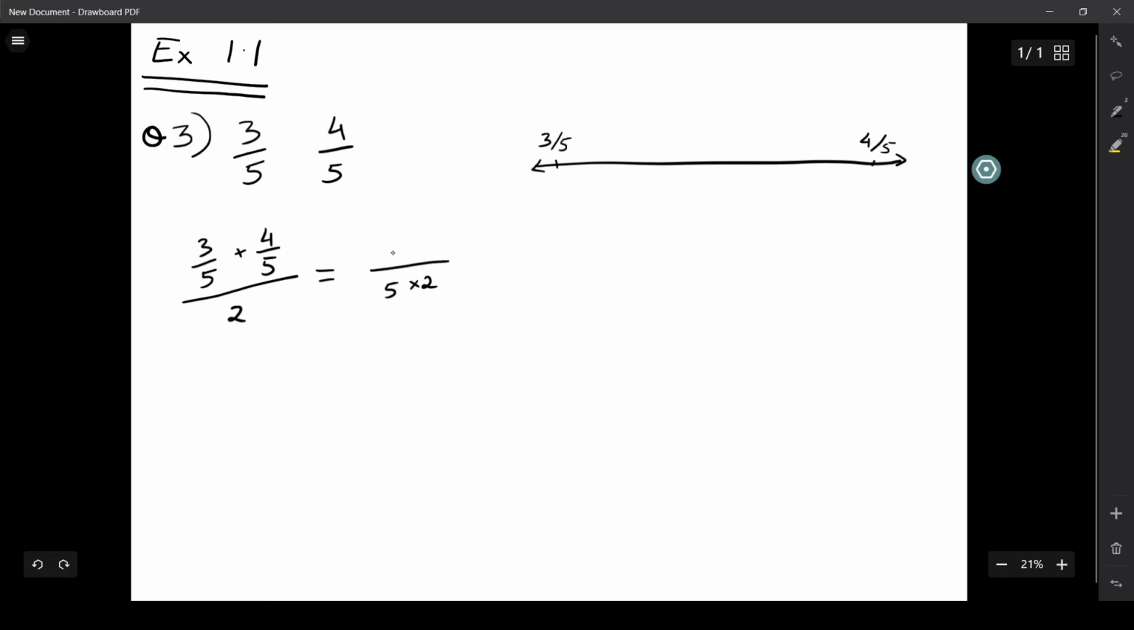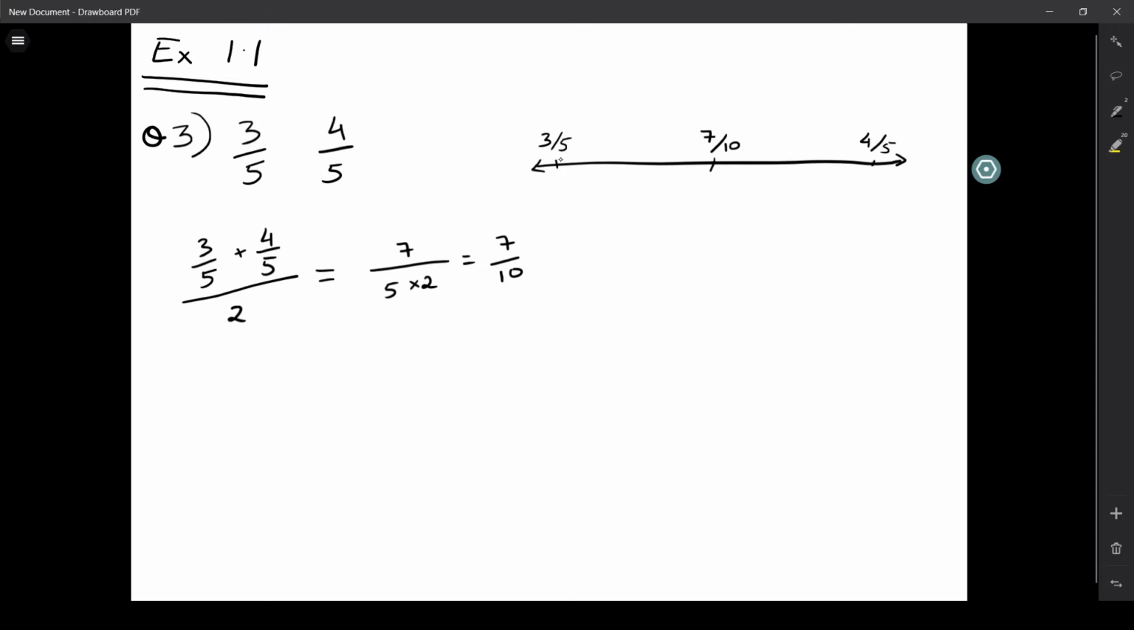Now this gives us 5 into 2 in the denominator, 7 in the numerator. This gives us 7 by 10, which is the midpoint between 3 by 5 and 4 by 5. P by Q, where Q is not equal to 0, hence a rational number.